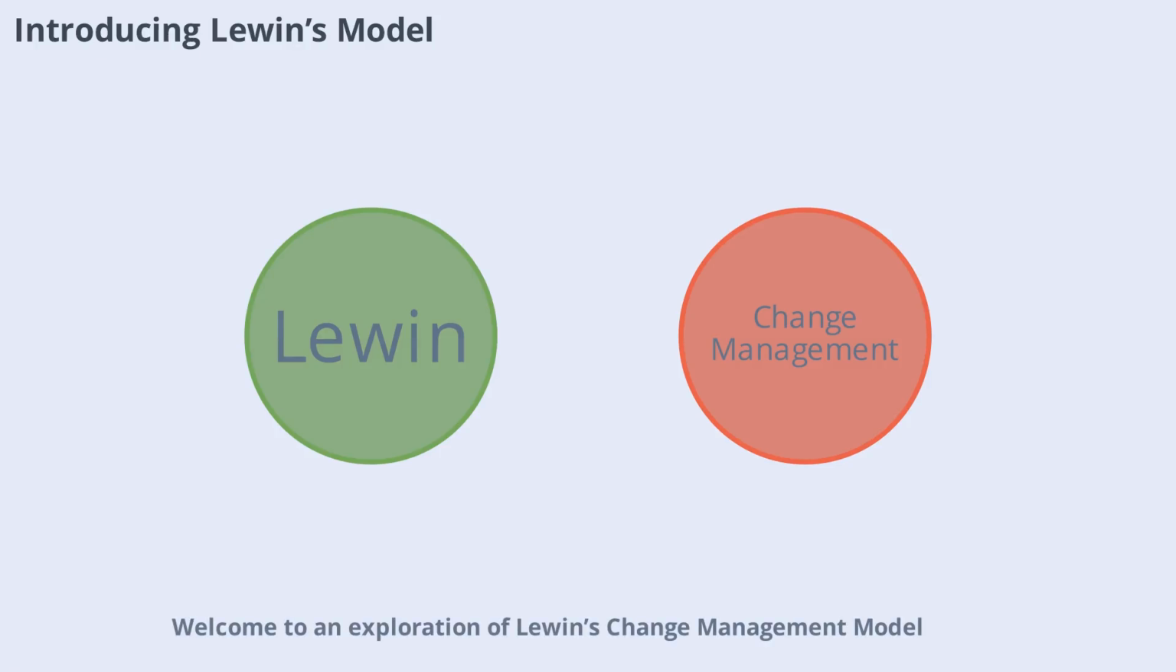Welcome to an exploration of Lewin's change management model, a foundational framework for understanding and guiding organizational change. Developed by Lewin in the mid-20th century, this model remains highly relevant for leaders and teams seeking effective strategies to manage transitions. In this video, we'll break down the three key stages of Lewin's model, illustrate how each phase works, and provide practical examples to help you apply these concepts in real-world scenarios.